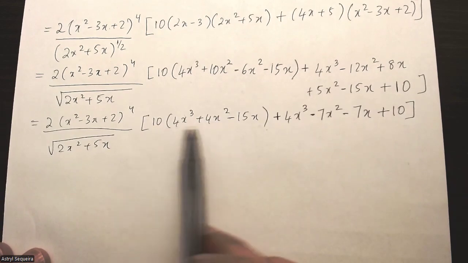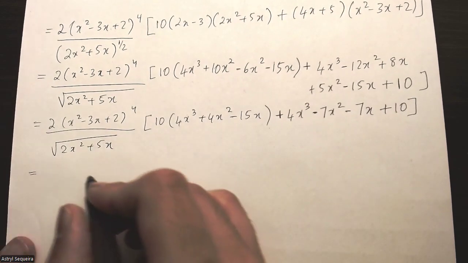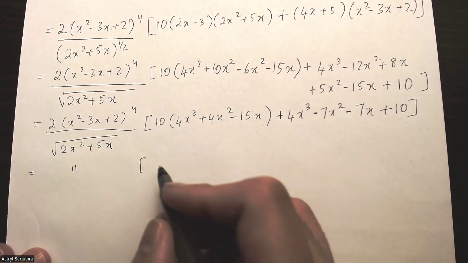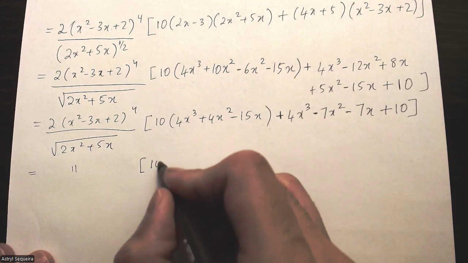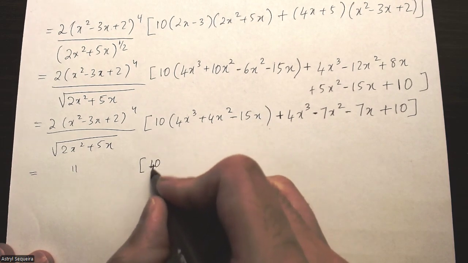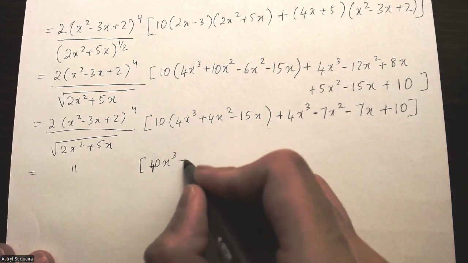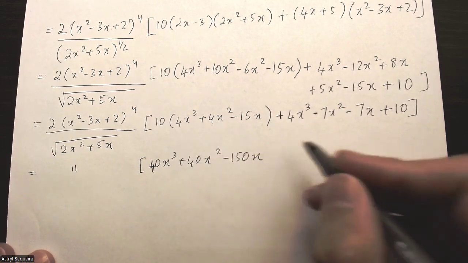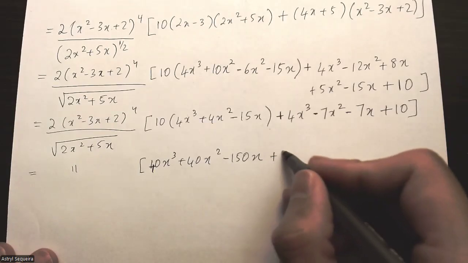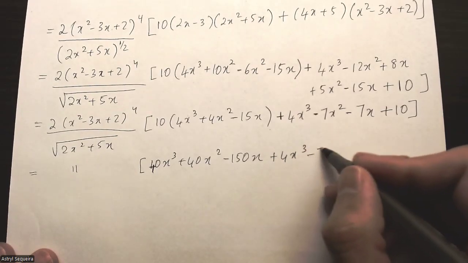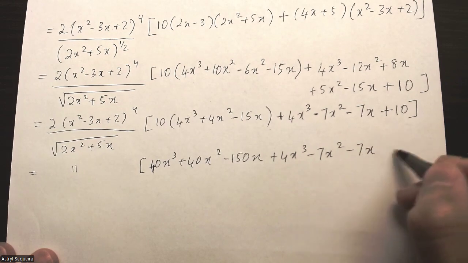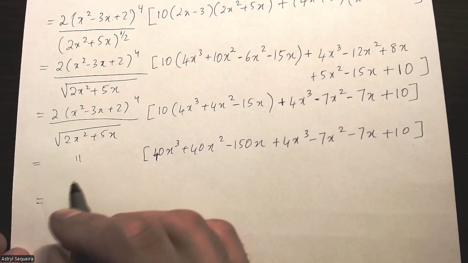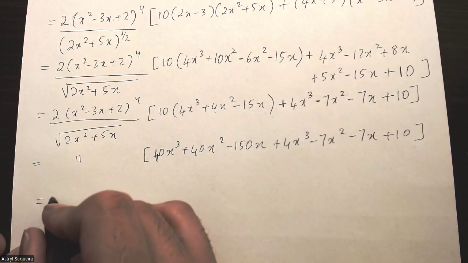And next, I'm going to multiply this 10 into the bracket. I'm actually just going to put that there. Don't do that in your test, but just to save a bit of time and space. 40x cubed plus 40x squared minus 150x. And then this is all going to be the same. And then last step is to combine all the like terms.